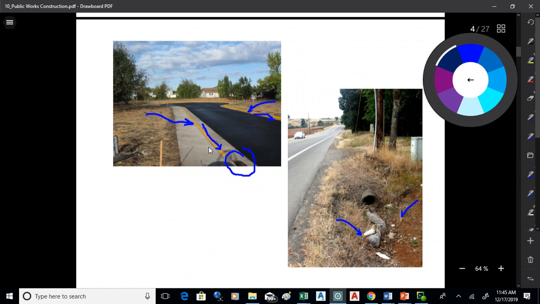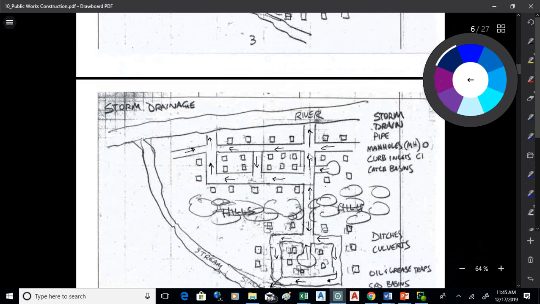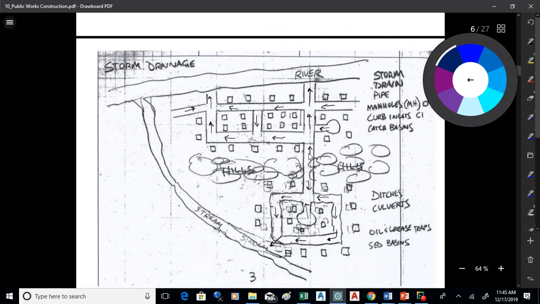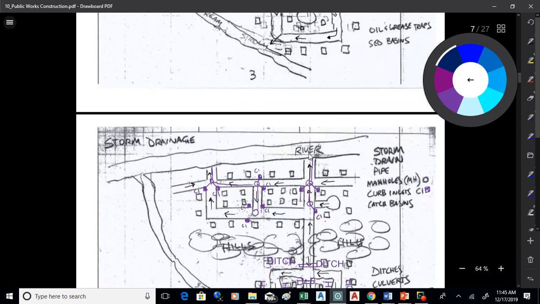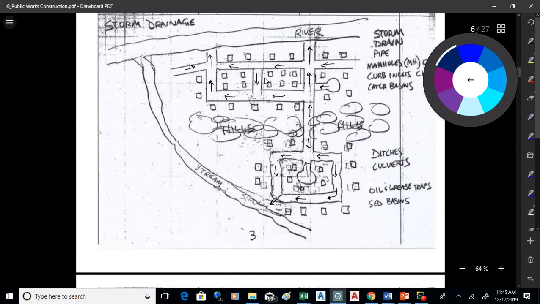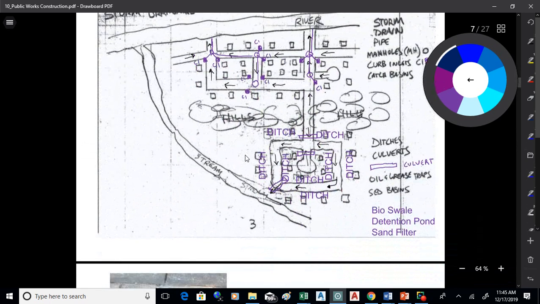Even a curb and gutter road can do that in many cases, but it certainly is the case with a non-curb and gutter road, that you get that kind of blocking of the flow of water, so you have to account for that. All right, so let's have a look at the storm drainage here for this drainage pattern that I'm showing.